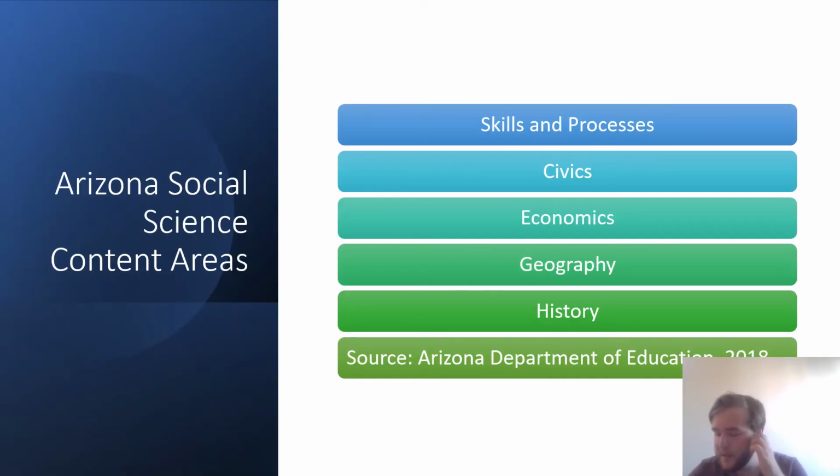In Arizona, the standards for social studies are based on 5 content areas. These are skills and processes, civics, economics, geography, and history. And each of these hosts a number of substandards as well.